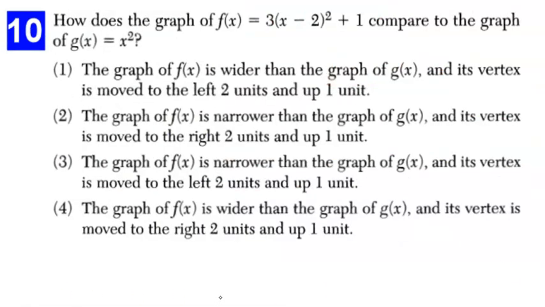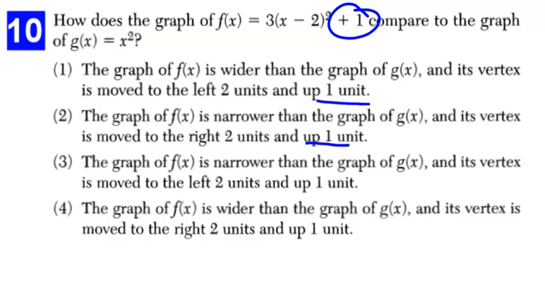Question number 10. How does the graph of 3 times the quantity x minus 2 squared plus 1 compare to the parent function of x squared? So it looks like we have a number out here, we have a number in here, and we have a number over there. And these locations all do something different. This one is a dilation, this one is a translation left or right, this one is a translation up or down. So I know without thinking that this is a translation up.